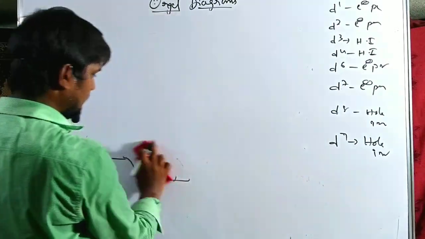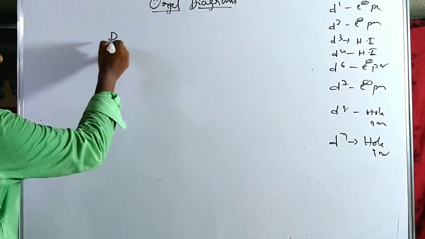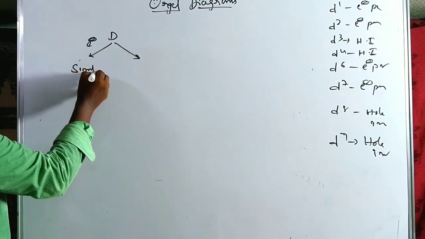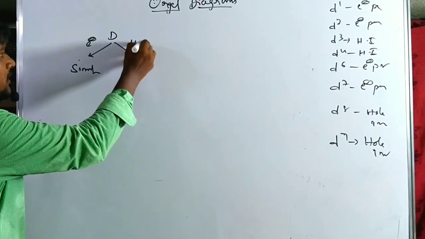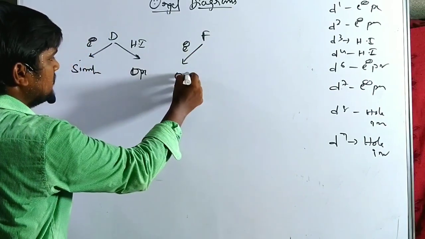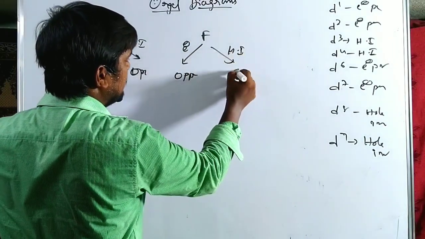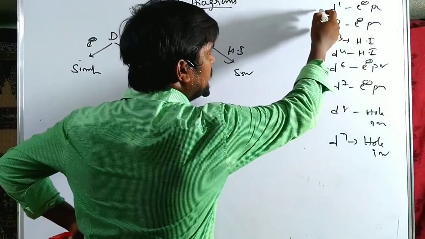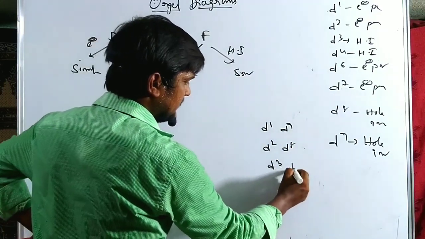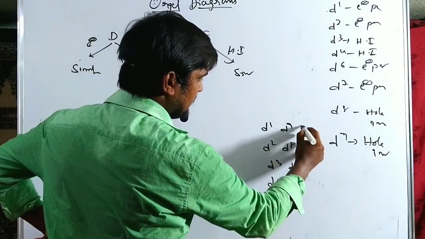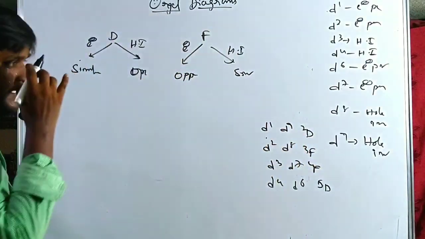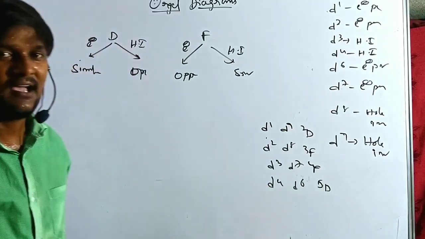Now we follow certain formulas in case of D and F terms. Here in the D term, electron promotion is similar to the octahedral splitting. Hole inversion is opposite to the octahedral. In the F term, it is quite opposite: electron promotion is opposite, hole inversion is similar. Now I'll give the table: D1, D9, D2, D8, D3, D7, D4, D6. D1, D9 have the D terms; D2, D3, D7, D8 have the F terms; D4, D6 have the D terms, like 5D.